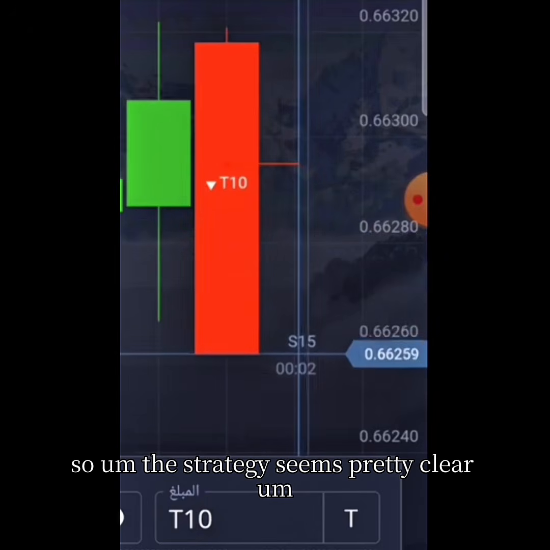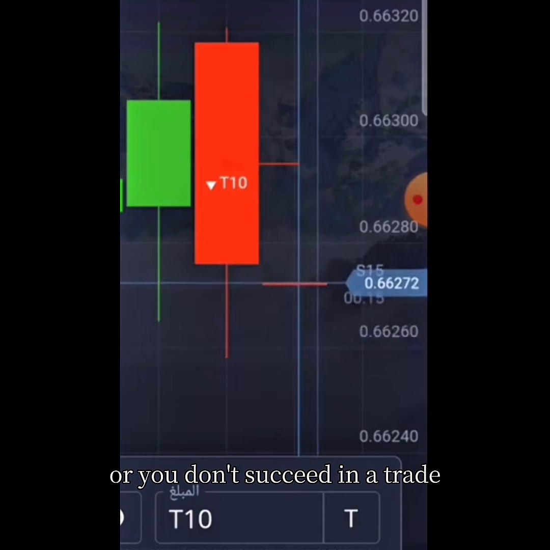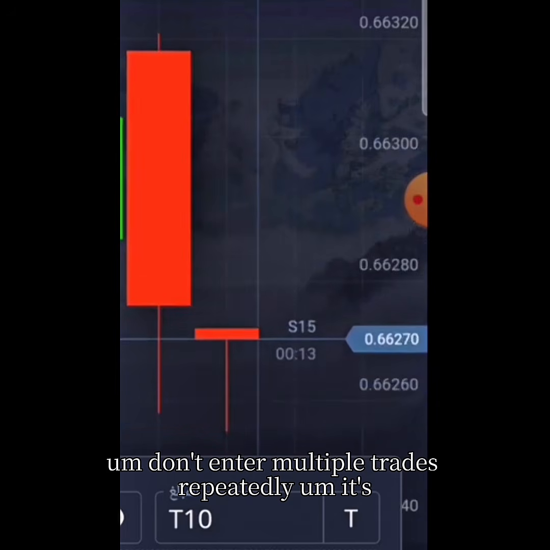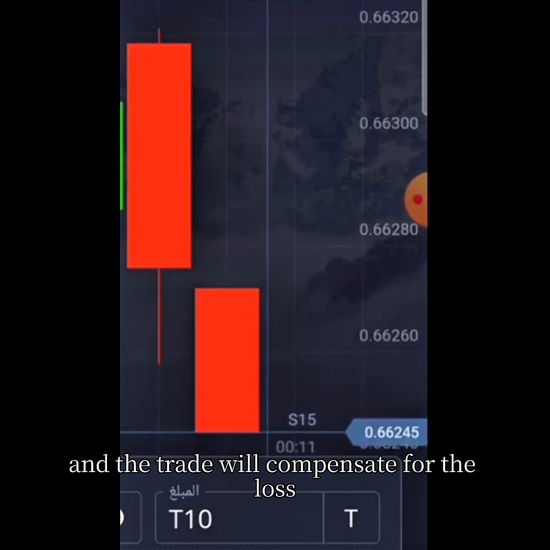So the strategy seems pretty clear. Of course, sometimes if there are mistakes or you don't succeed in a trade, don't enter multiple trades repeatedly. Wait for the next opportunity with just double the amount, and the trade will compensate for the loss.